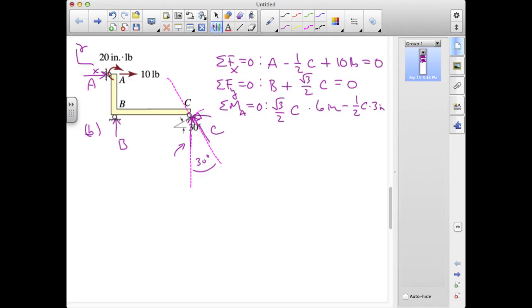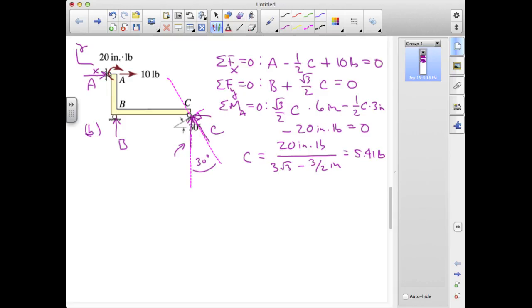And then again, I don't have any contribution from the 10-pound force because its line of action also goes through A, but I do have this contribution from the minus 20 inch-pound force couple. So that single equation is going to enable me to find C directly, and I can rearrange this as C is equal to 20 inch-pounds over 3 root 3 minus 3/2 inches. And if I calculate that out, C ends up being equal to 5.41 pounds.